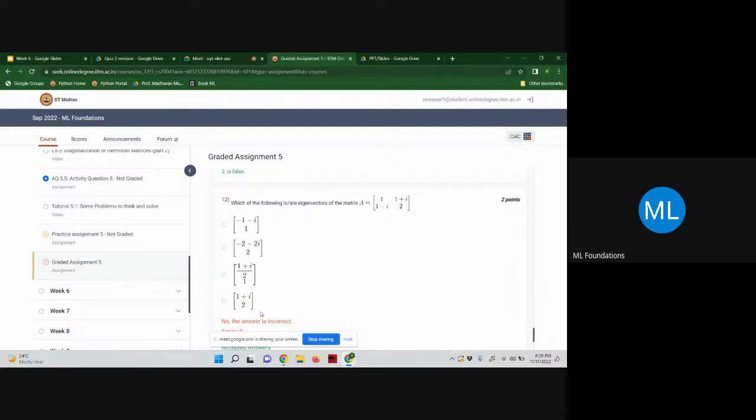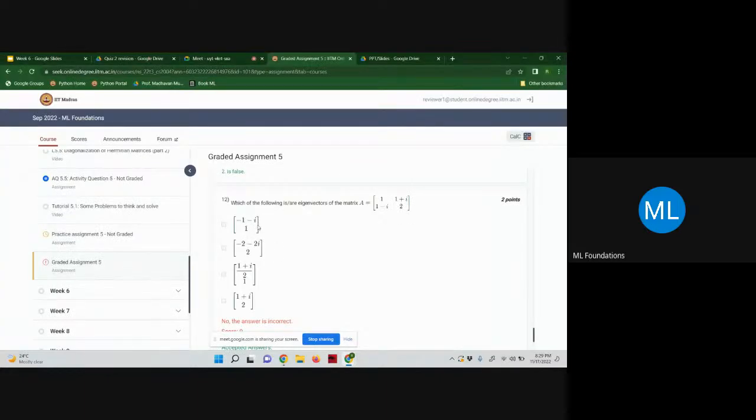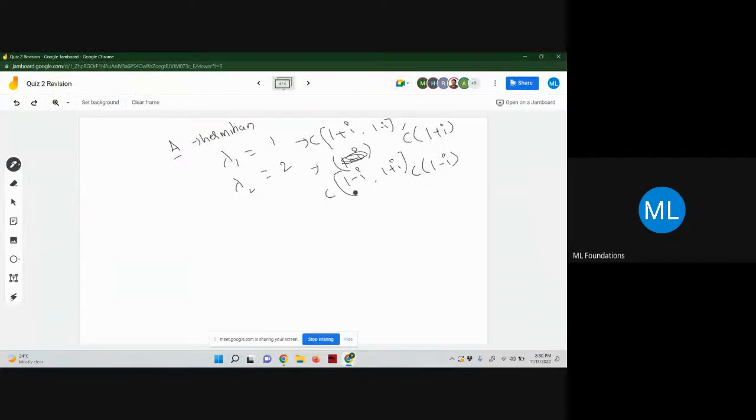See, I agree. Let's say you found one vector, and the option given could be some C multiplied by the vector you got. So it might not be straightforward. Let's say you got two vectors and none of them are in the options. That basically means you should be multiplying by C, and you will check how to find the C value. Let's say I have here 1 plus i, 1 minus i.